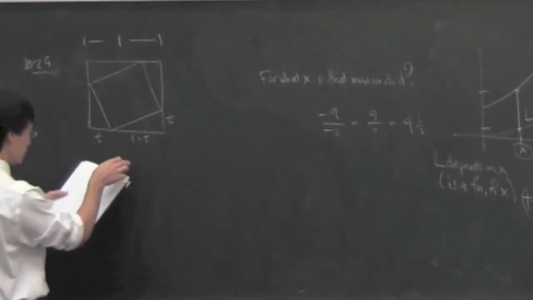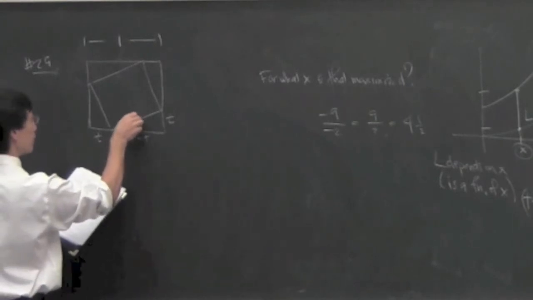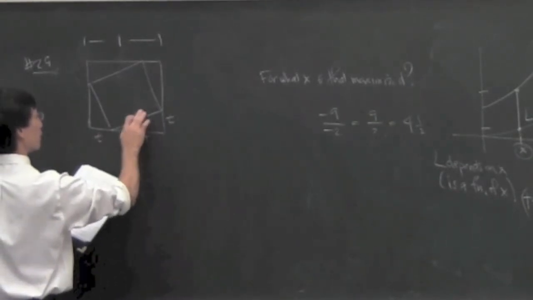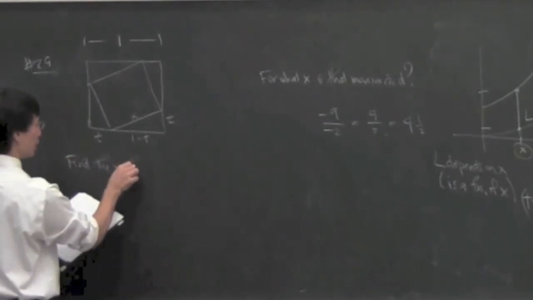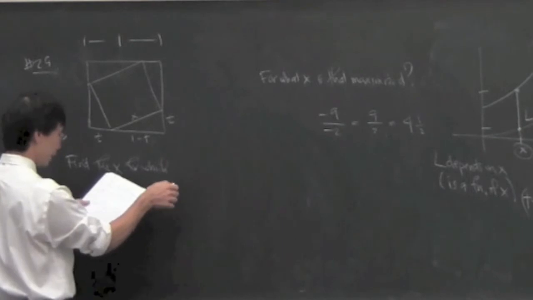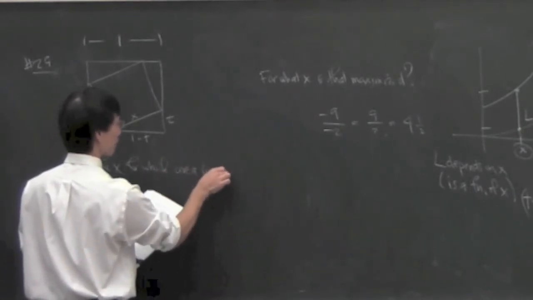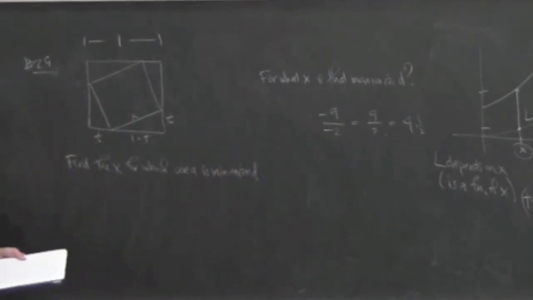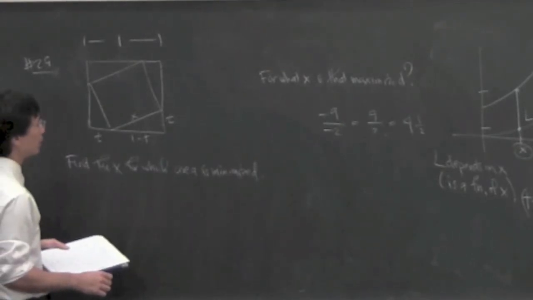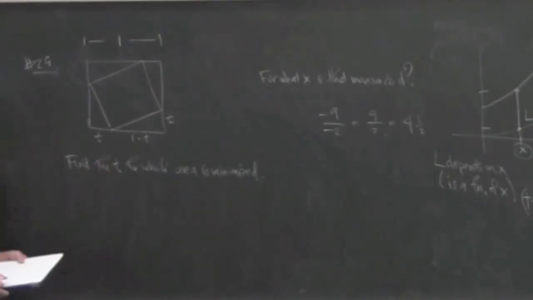Okay. So the question is, let's call this length x. And the question is to find the x for which the area of the square is minimized. The area of the inside square? The area of the inside square is minimized. Okay. And maybe, actually, let me leave this x out. I'm going to quickly find the t for which the area is minimized.